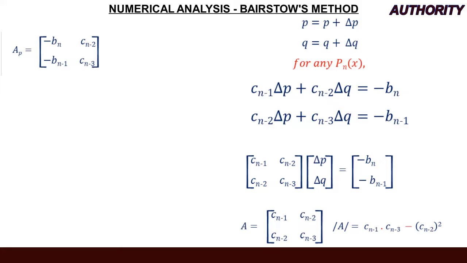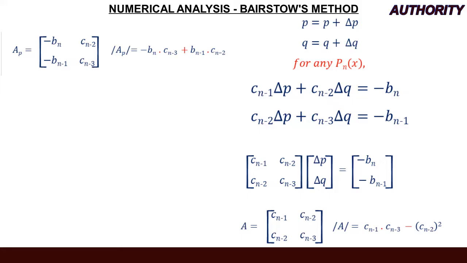Again, let's find the determinant of this matrix AP. As usual, the leading diagonal minus the minor diagonal: minus Bn multiplied by Cn-3, minus minus Bn-1 multiplied by Cn-2, which gives you plus. Therefore, the determinant is going to be minus Bn multiplied by Cn-3 plus Bn-1 multiplied by Cn-2. Are we together? Yes.